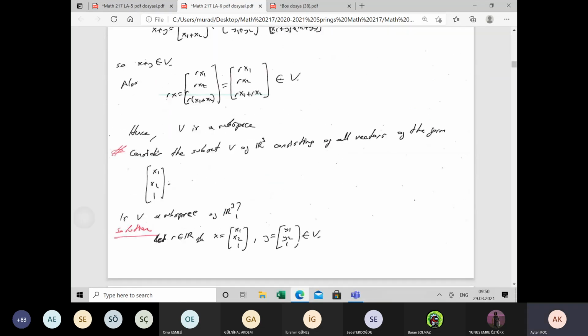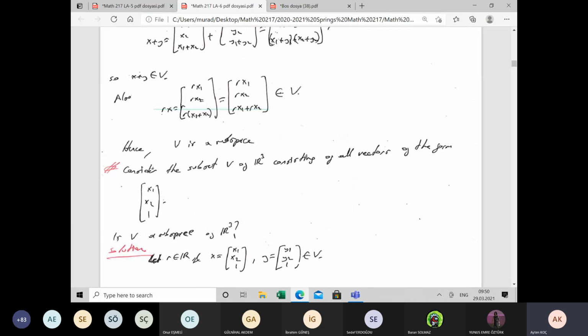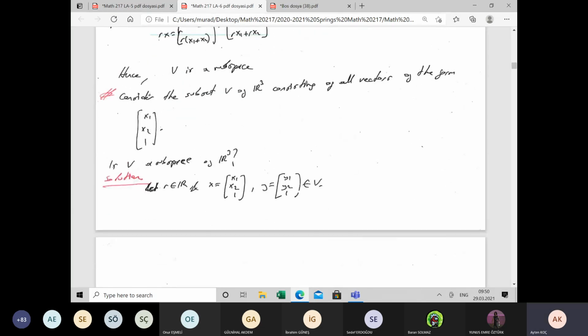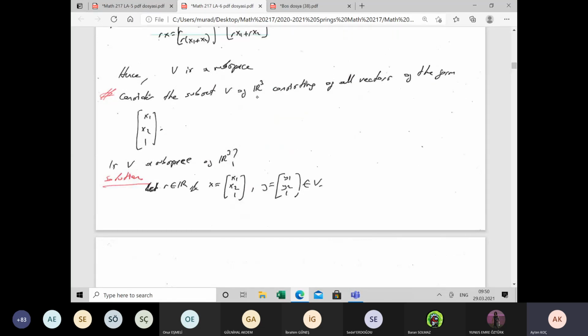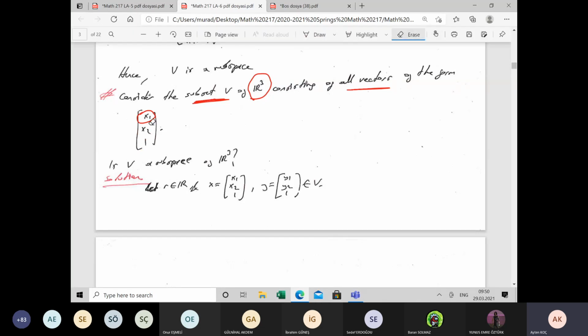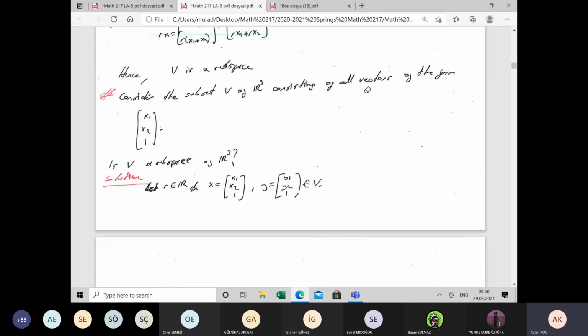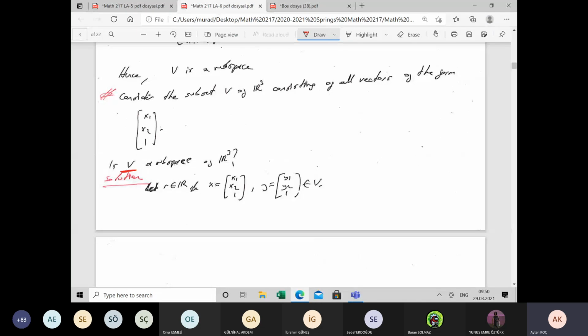Now let's go to the next example. Take the same space R cube, and consider this subset, which consists of all vectors of this form: x1 not important, x2 not important, but the third one should be one fixed real number. The question is to check whether this set is a subspace or not.